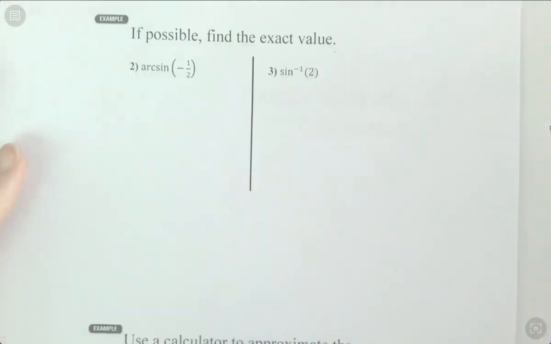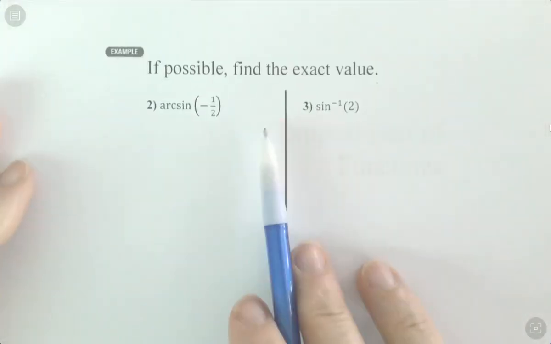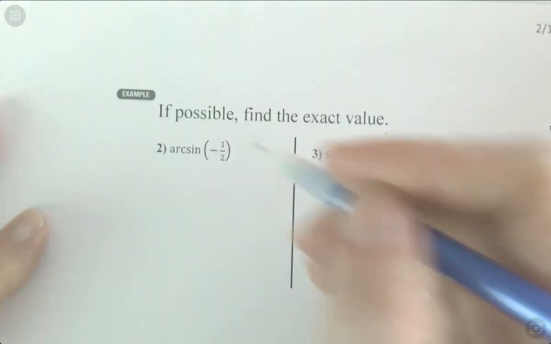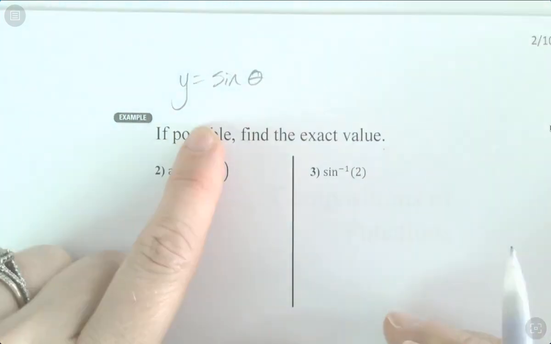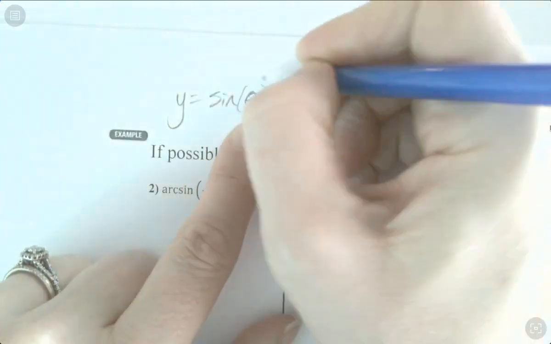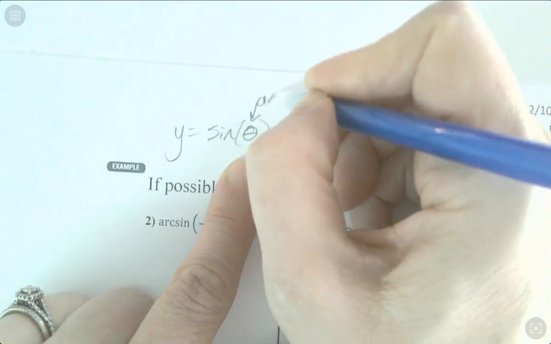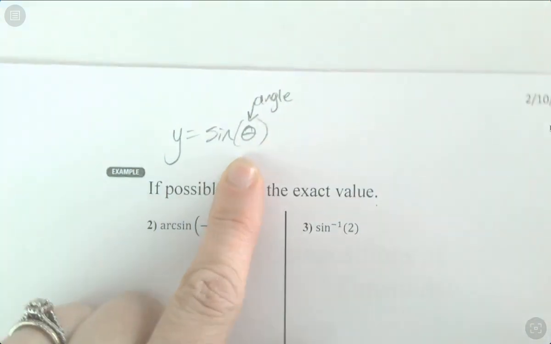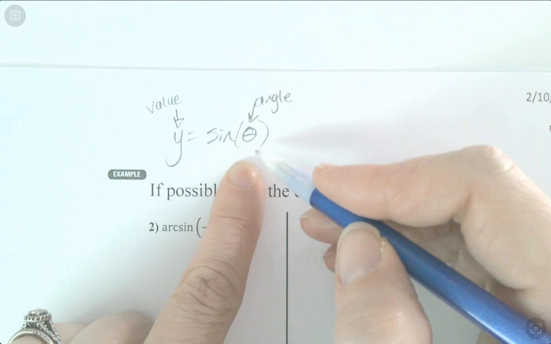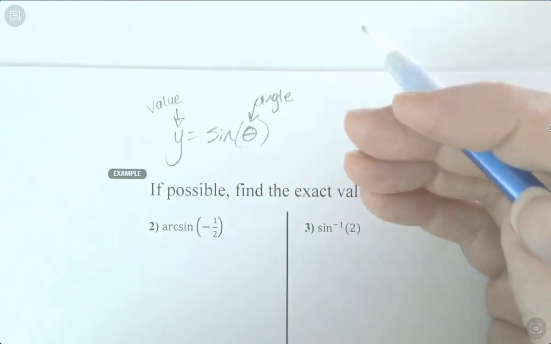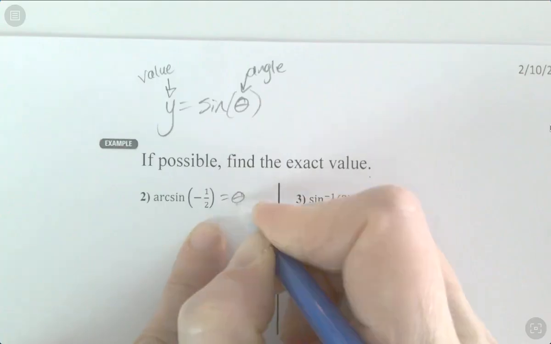So let's look here at number 2. It says, if possible, find the exact value. Now, when we graph trig functions, I'm going to use a theta instead of an x, but it doesn't matter. What goes inside the trig function is always an angle. And then what comes out we call a value. That would be the sine of pi over 6 or whatever. Now we're going backwards. So what's going to come out of that, we could call that theta.